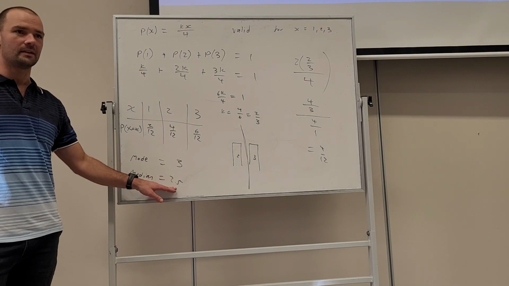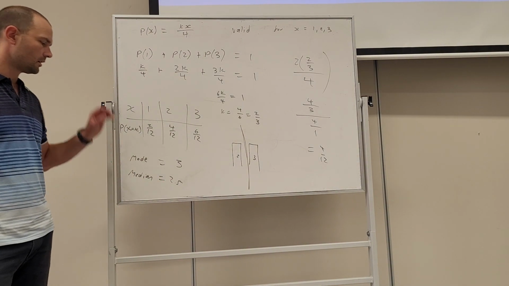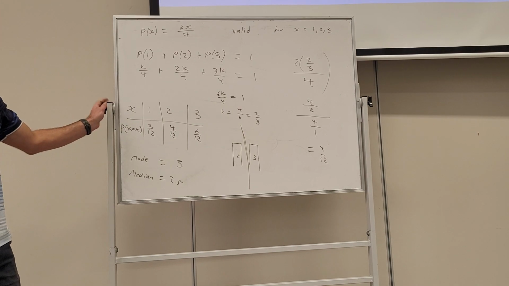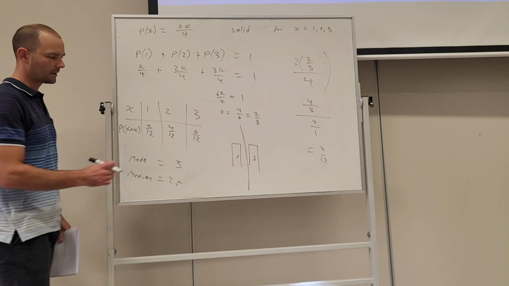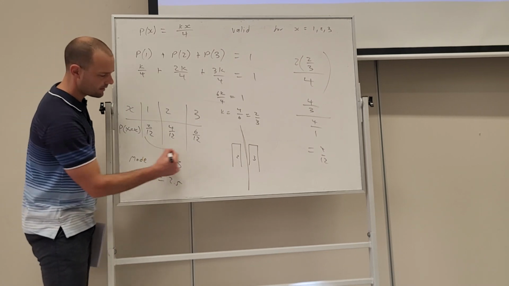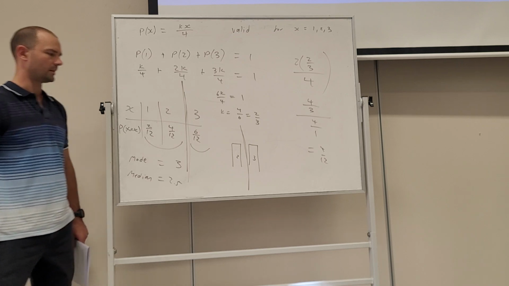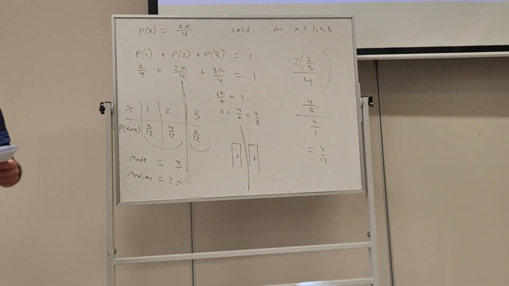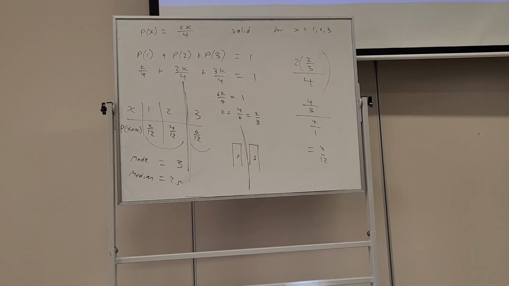Some people would list 2 and 3, that the median lies in between there, but 2.5 I think is a good way to answer it. Why is that? Because half of the probability occurs here, and the other half occurs here, which means the median is halfway between. So what we did there, we moved from a function to a table.